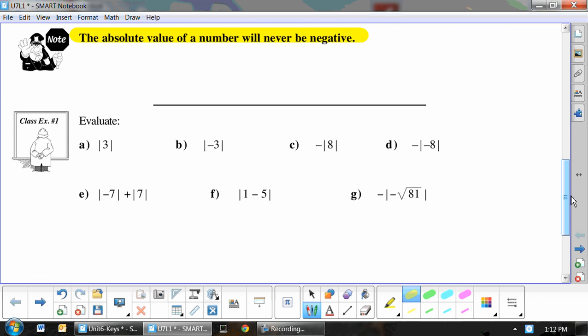Okay? So here we have 7 different examples, and we can blow through these really quickly. So Ashley, what's the answer for A? 3. Christine, number or letter B. Got it. Kayla?